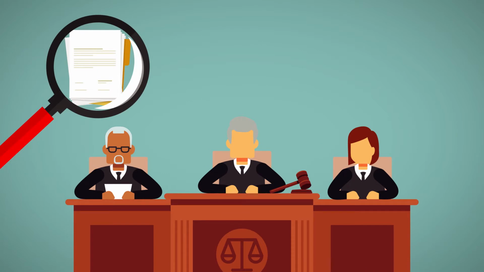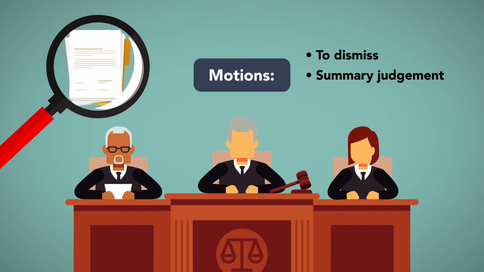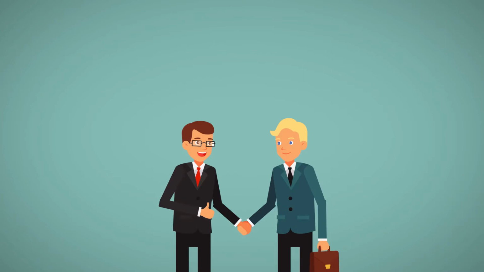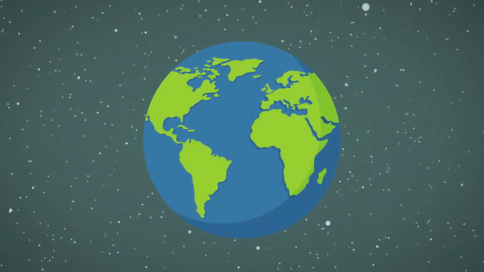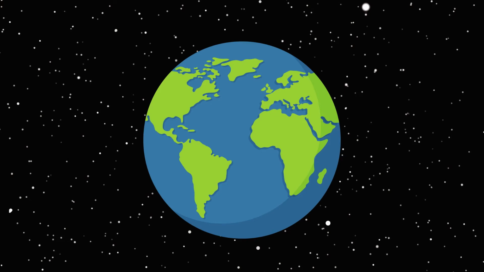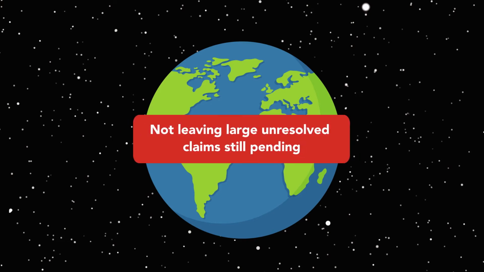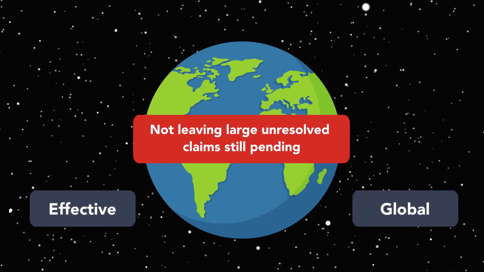After the MDL allows enough discovery on the issues common to all plaintiffs to clarify the facts, and after the MDL judge handles all legal motions that might affect the resolution of the dispute, such as motions to dismiss, motions for summary judgment, and evidentiary motions, it may be possible for the lead counsel for the plaintiffs and defendants to see what sort of settlement can be achieved that equitably compensates all plaintiffs. Of course, no defendant wants to accept a global settlement unless it's truly global, which means not leaving large unresolved claims still pending. If such a settlement can be negotiated, the creation of the settlement class is a way to ensure that it is indeed effective and global.